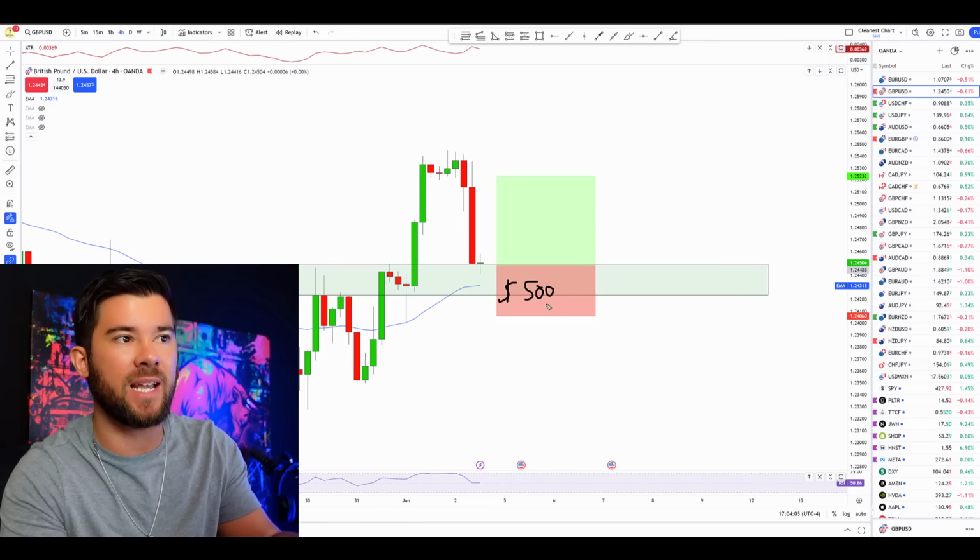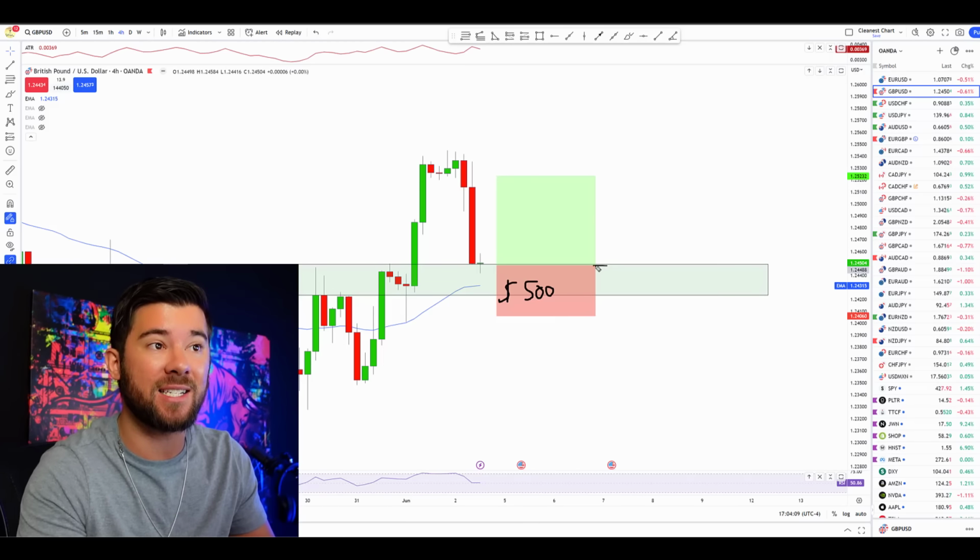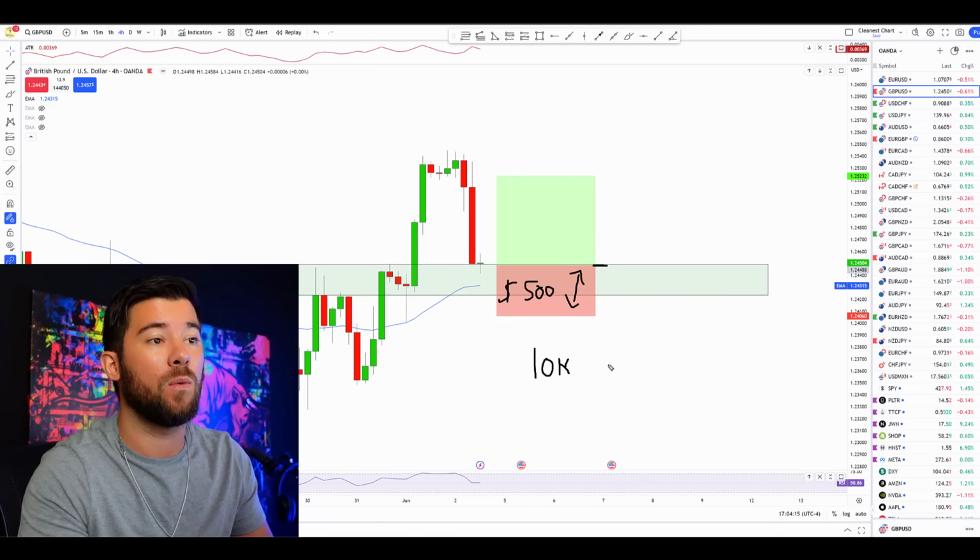That's 5% of the account. And what we have to do now is figure out what position size do we need for this stop loss to equal $500. Remember, we have a 10K account with 10-to-1 leverage, meaning we have 100K buying power.